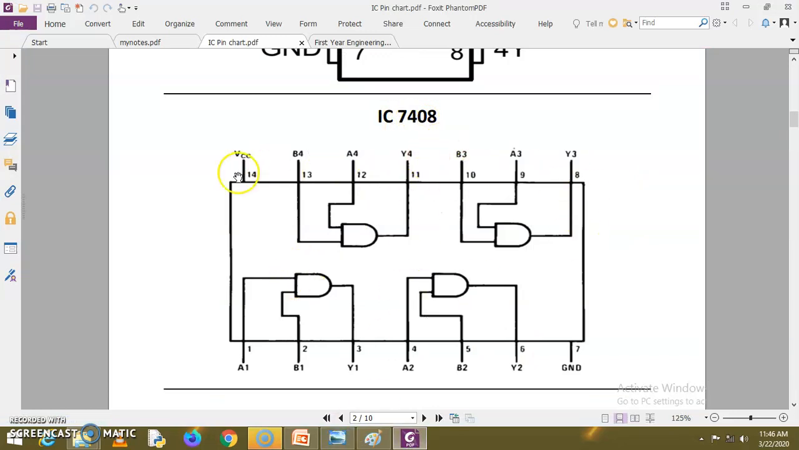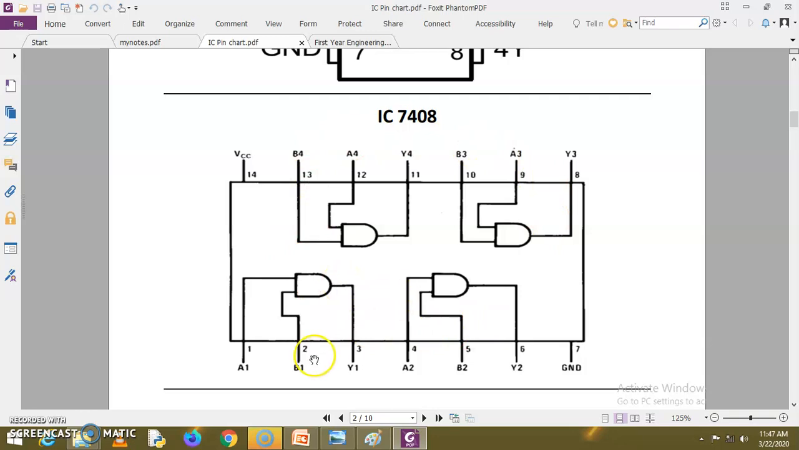So here you can see this is the IC which is having 14 pins, and it is called 14 pin DIP IC. DIP is dual inline package. That means half pins are at the left hand side, half pins at the right hand side. So now in this IC, 7th pin is ground pin and 14th pin is VCC pin. Except these two pins, all other pins are assigned as input or output.